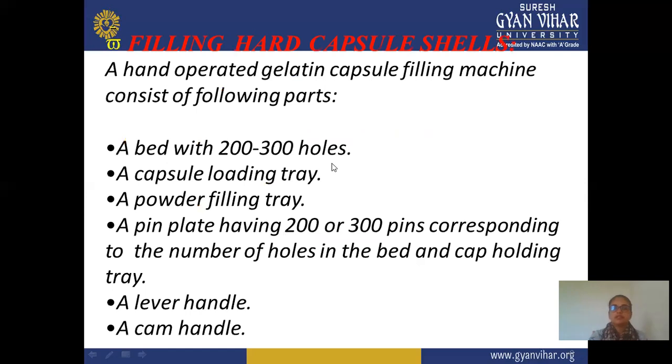And next is filling of hard capsule shell. It means how you fill this hard capsule shell. Other than this method, there are different methods like the hand operated gelatin capsule filling machine, which consists of the following parts. The hand operated machine has a bag with 200 to 300 holes. That means this particular machine has holes, and the range of these holes is 200 to 300. Holes are present in this hand operated machine.